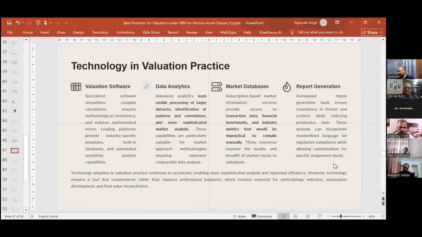So technology adoption in valuation practice continues to accelerate, enabling more sophisticated analysis and improved efficiency. However, technology remains a tool that complements rather than replaces professional judgment, which remains essential for methodology selection, assumption development, and final value reconciliation.